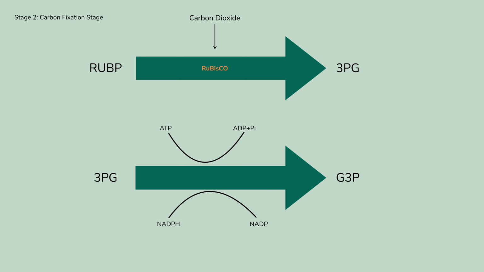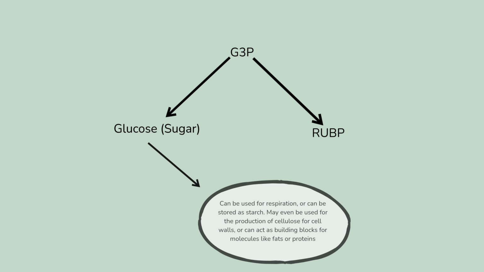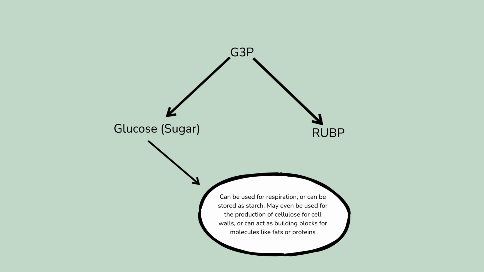Hydrogen ions are also added to 3PG from NADPH, which, as it drops off the hydrogen ions, turns back into NADP. The G3P formed is then used to synthesize glucose, or can be converted back into RuBP to allow the cycle to continue. The glucose that has been synthesized from the G3P can be used for respiration, or can be stored as starch. It may even be used for the production of cellulose for cell walls, or can act as building blocks for molecules like fats or proteins.